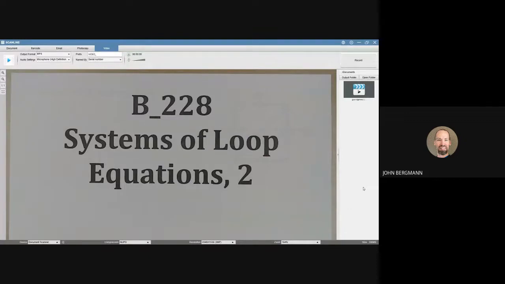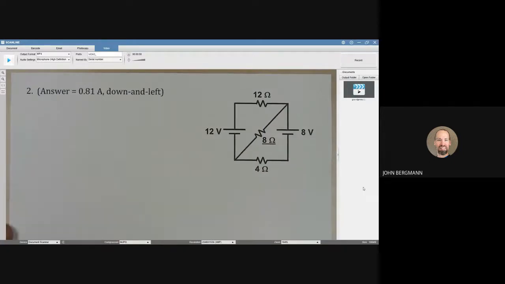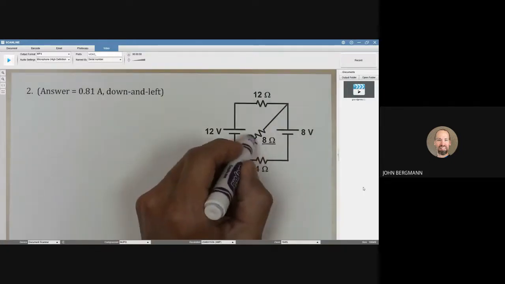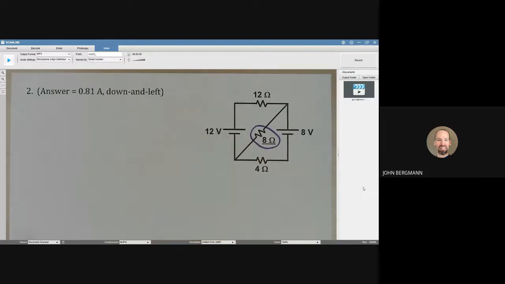Here we do another example of writing systems of loop equations. We want the current that is going through this underlined resistor here. The first thing we do is draw in some currents and arbitrarily pick a direction that we think they're traveling in. If we guess correctly, great. If we don't, it just means the current value that we get will come out negative and it points the other way. No big deal.